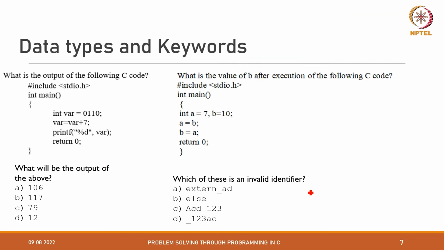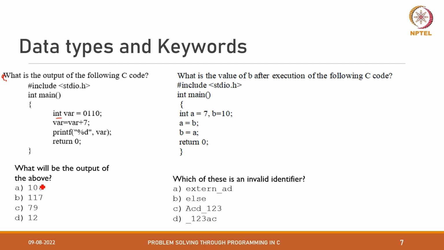So the next question that we have is: we have a variable, we are setting it to 0110, and we are adding it with 7 and printing it. Because it's an integer variable, we are using %d here, and we are printing it. So what will be the output here? This is quite an interesting kind of question, a different question than the ones we have encountered thus far.